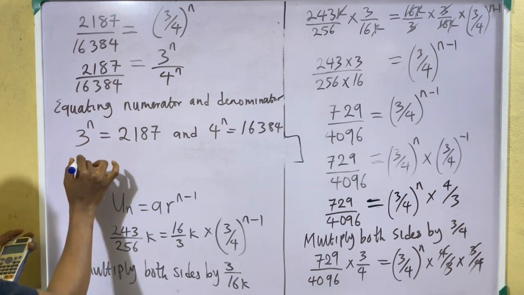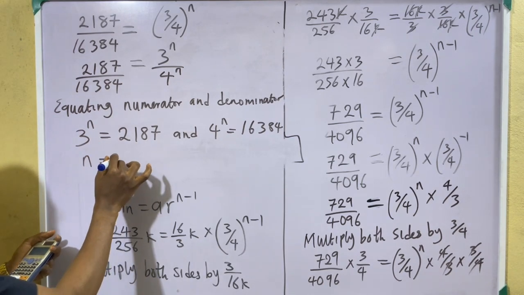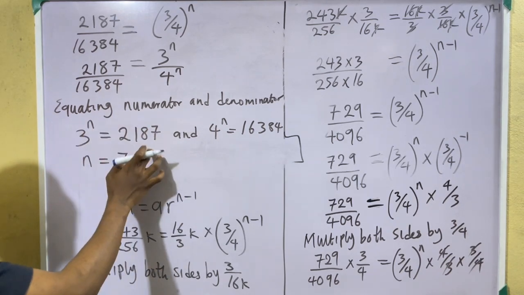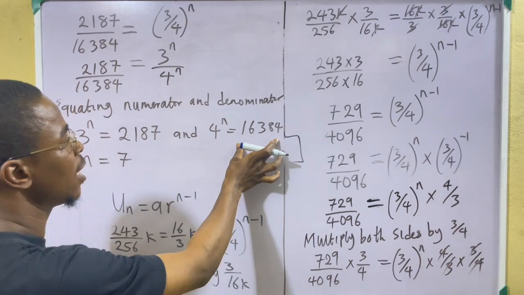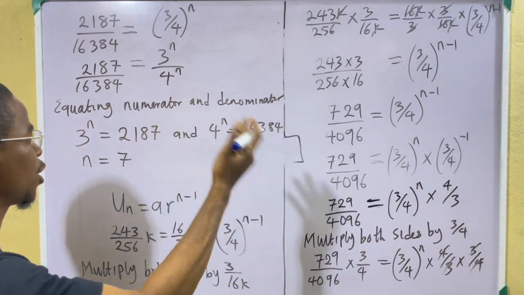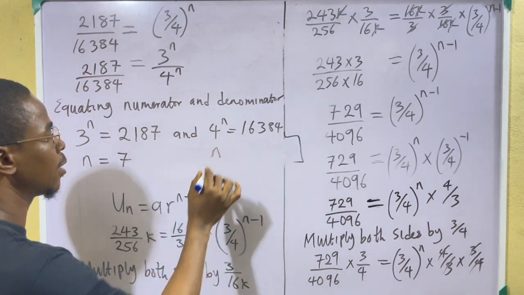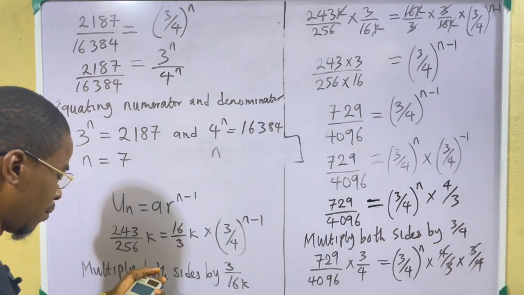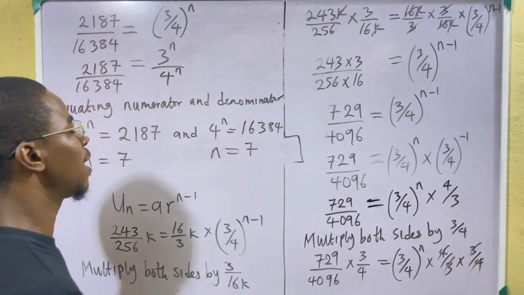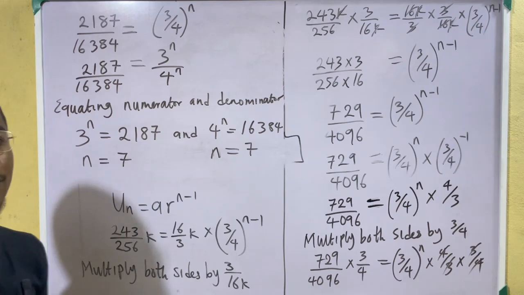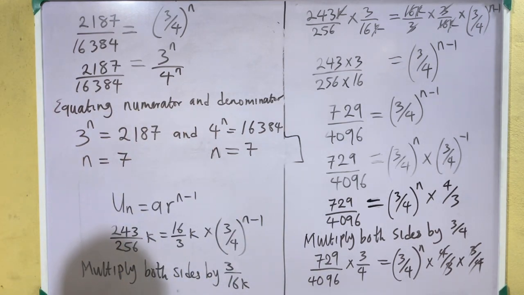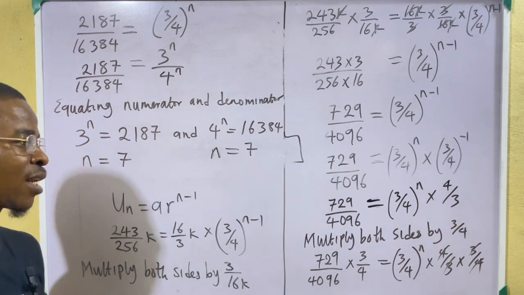I have here that n should be equal to 7. If you press 3 raised to power 7, you get this. So let's write if it's the same here. If they are both different, that means you've made a mistake somewhere. But if they are both the same, that means you're correct. Here, let's see, 4 raised to power 7. That's correct. So the value of n is 7. So the number of terms in this GP, this geometrical progression, is 7 terms.